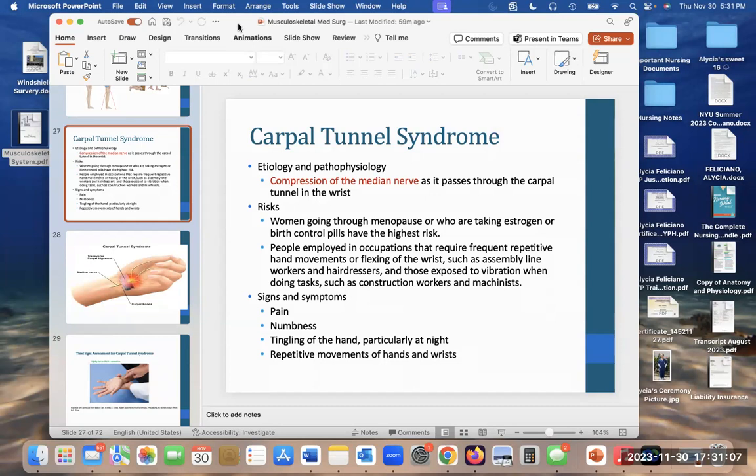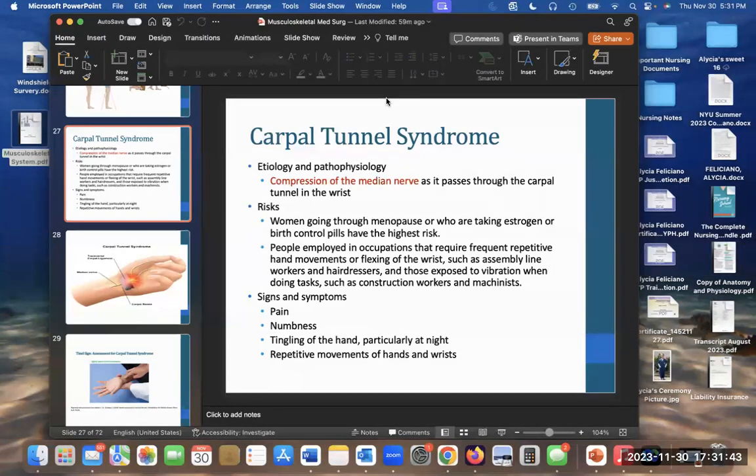What are signs? Pain, numbness, tingling of the hand, especially at night, because I had a pinched nerve and I damaged my wrist a long time ago during volleyball. Long story short, when you sleep at night, you're not really moving it as much, and that increases the pain of the nerves. So they're also more active at night. That's just another thing that increases the nerve pain. So they could have tingling, especially at night, which makes it very uncomfortable. And like I said, repetitive movements of the hands and wrists are ways that you can obtain carpal tunnel.